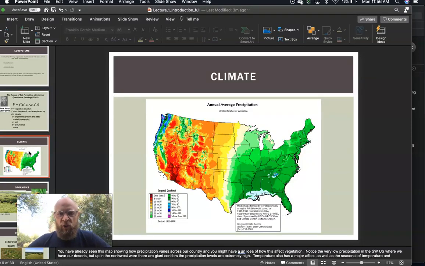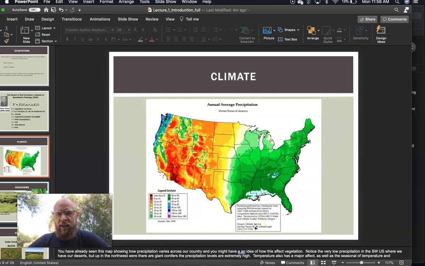So first is climate. Just as a very simple example, this is a map of precipitation across the United States. The dark red areas are the driest. The blue to purples are the wettest. And so this pattern of precipitation should seem familiar to you, where we have really wet places in the Pacific Northwest, really dry places in the desert Southwest or southwestern United States, and fairly moist areas in the eastern US.